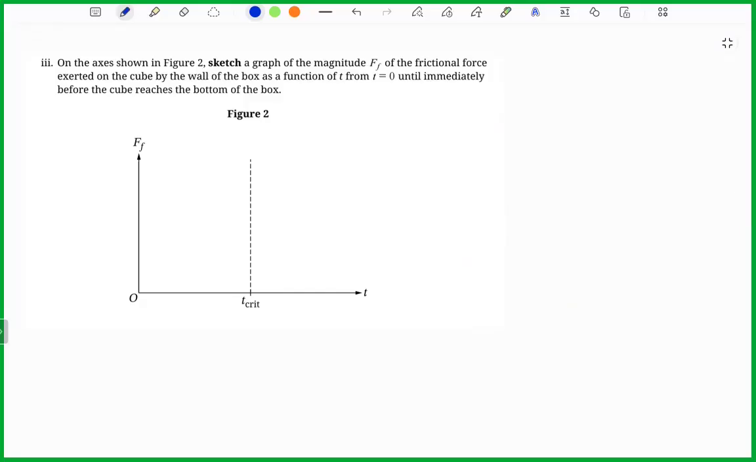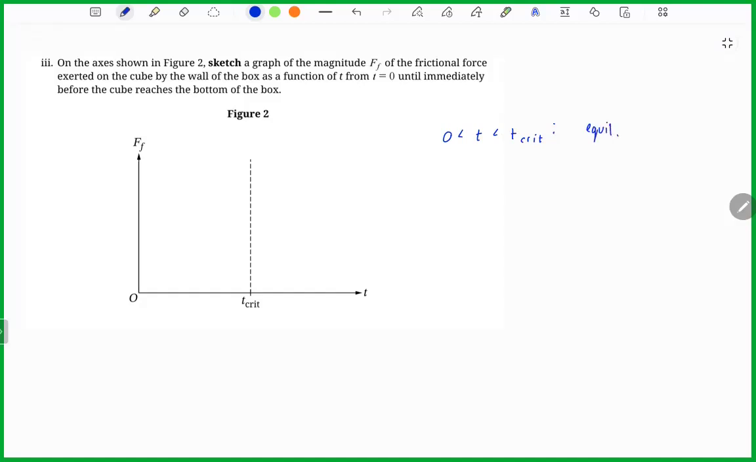So in part 3, we're being asked to sketch a graph of the magnitude of force of friction exerted on the cube by the wall as a function of t. So this is where it's important to recall the start of the problem. So from t equals 0 up to t critical, our box is not moving vertically. We are in equilibrium.